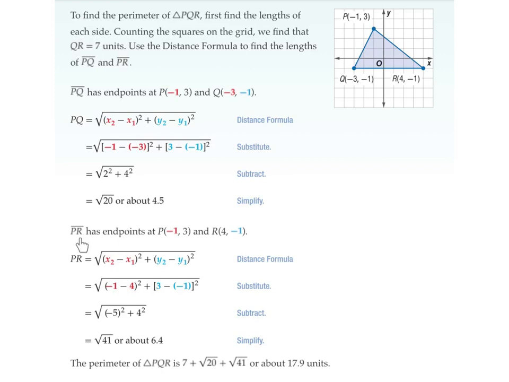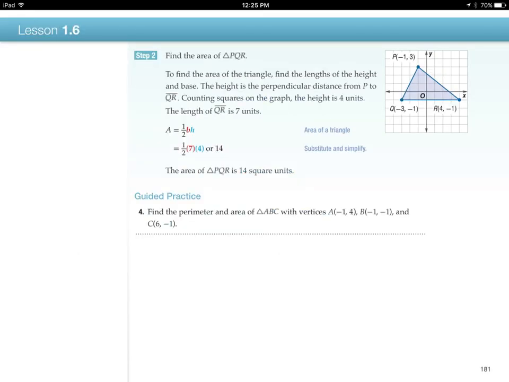Now we need to do PR, using the coordinates given, distance formula, quoted straight away, substitute in, let your calculator do your work, come up with an answer of 6.4. Okay, and as it says here, QR, without doing any calculations, is 7 units. Now you've got your 3 lengths, start putting things into the formulas that you need.